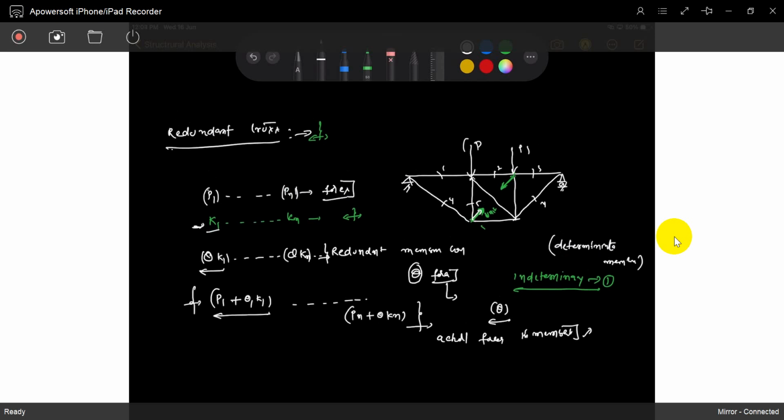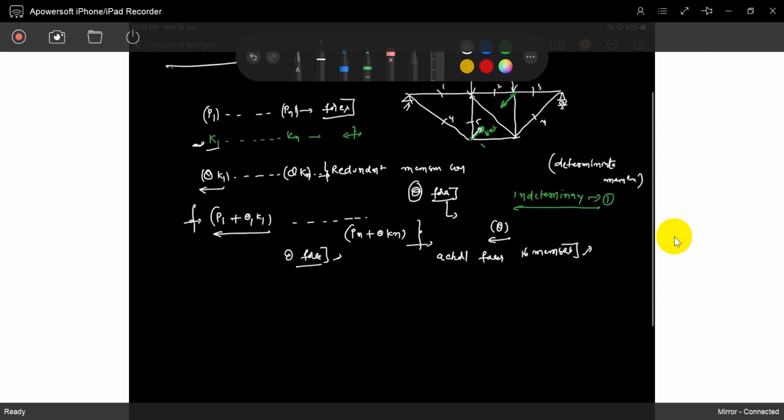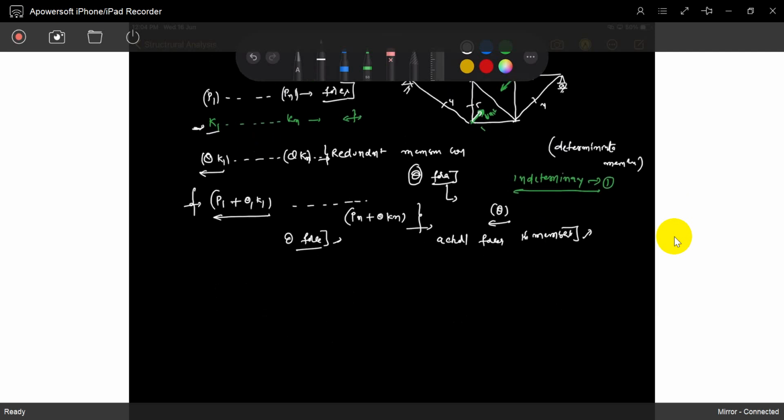So finally we have to calculate these members. These are the real forces, and the redundant member has Q force. So every member force we can calculate, but what is Q? That is our aim. First we have to find out the Q, and only then can we calculate every member force in the redundant truss. So how can we calculate Q?